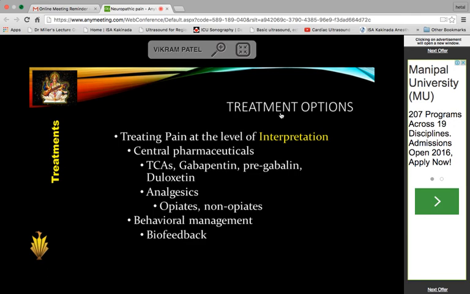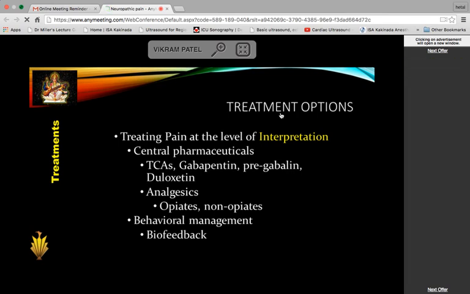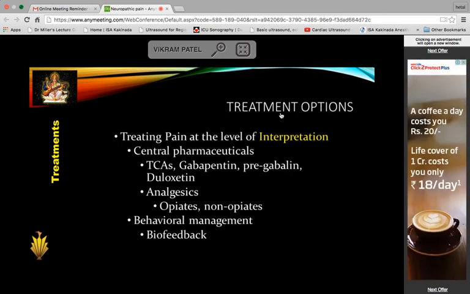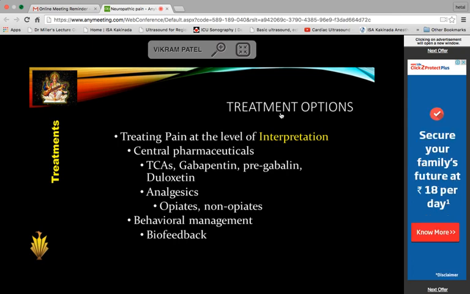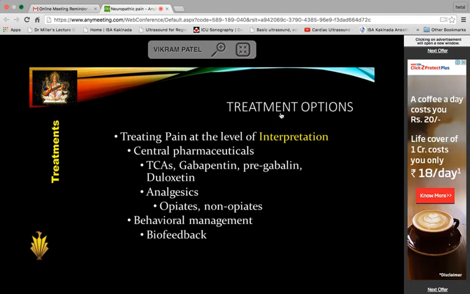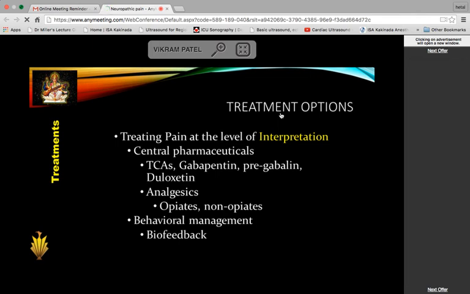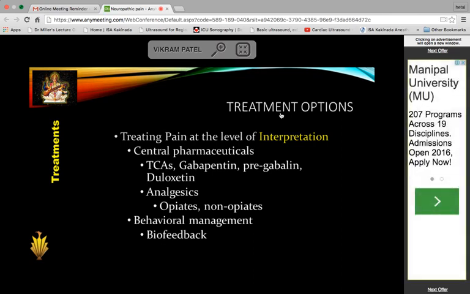Yes. Okay, so we can treat with pharmaceuticals like tricyclic antidepressants, gabapentin, pregabalin, duloxetine. They are all centrally acting analgesic medications. Opiates or non-opiates will also work at the interpretation level centrally, and we can use biofeedback and behavioral management for central modification of interpretation of pain.